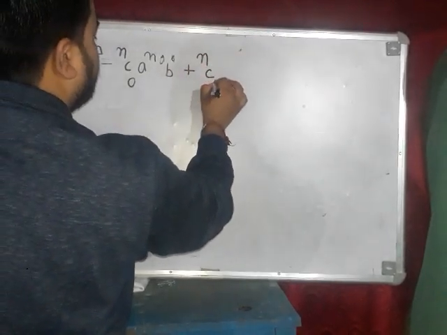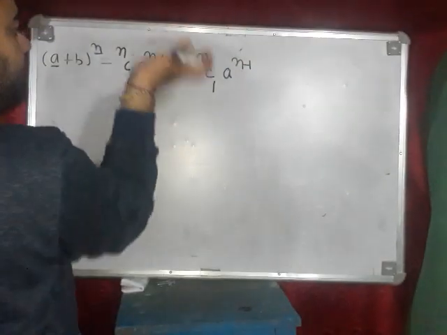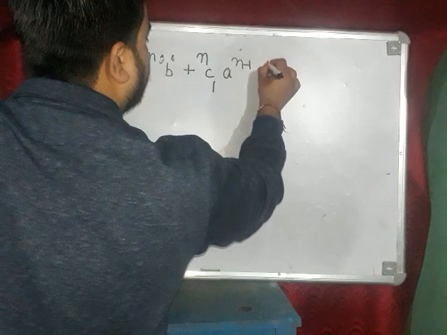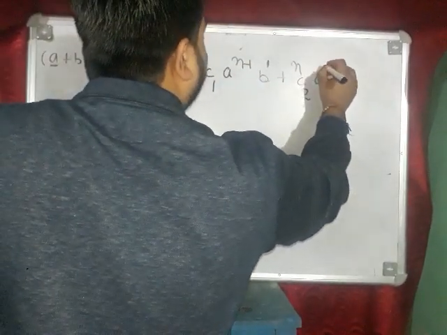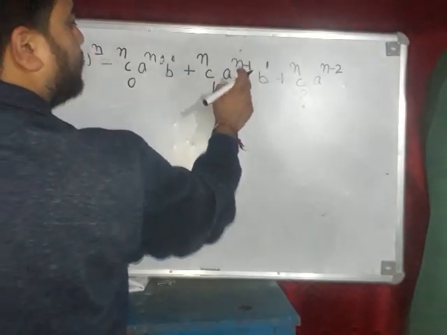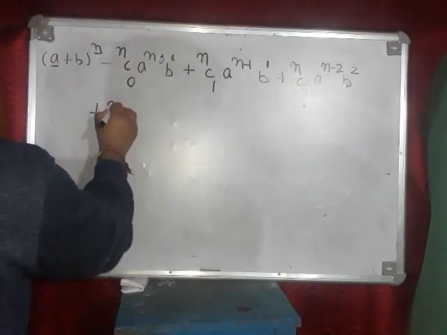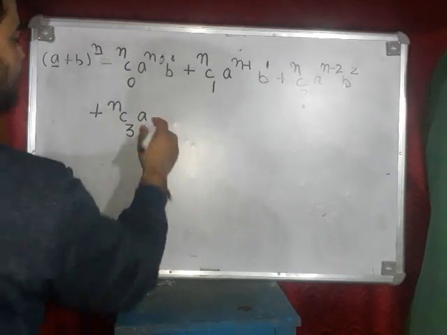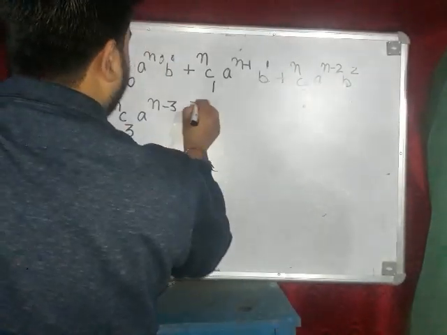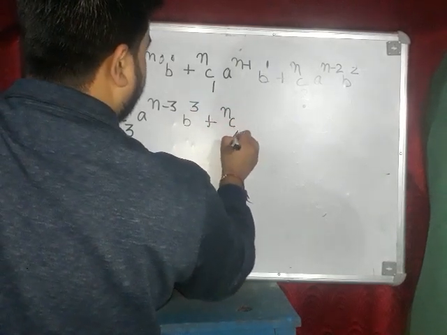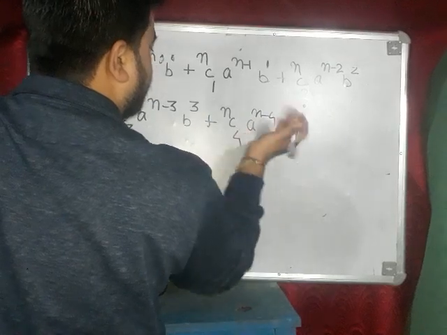After that, nC1, a to the power n minus 1, one less, and b to the power 1, one increase from 0 to 1, plus nC2, a to the power n minus 2, and b to the power 2, and similarly nC3, a to the power n minus 3, b cubed, plus nC4, a to the power n minus 4, and b to the power 4.